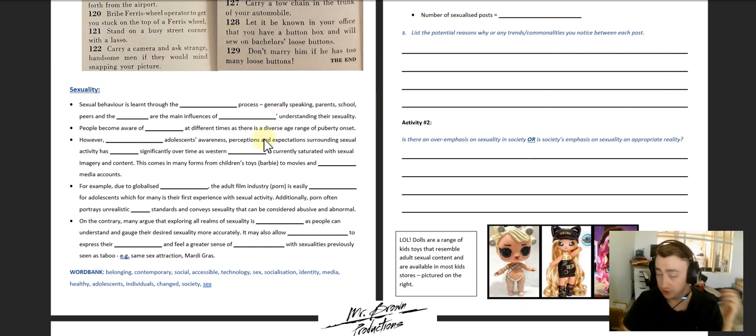So, without further ado, sexual behaviour is learnt through the socialisation process. Generally speaking, parents, schools, peers, and the media are the main influences of an adolescent's understanding of their sexuality. So it comes from a lot of primary and secondary socialization agents. I would probably say, colloquially, that secondary socialization agents are doing a lot more in teaching about sexuality now, typically, than primary socialization agents, and that's just based off my experience as a teacher.